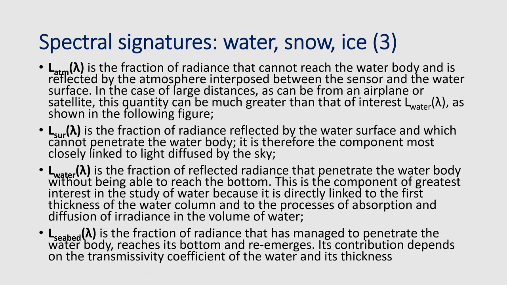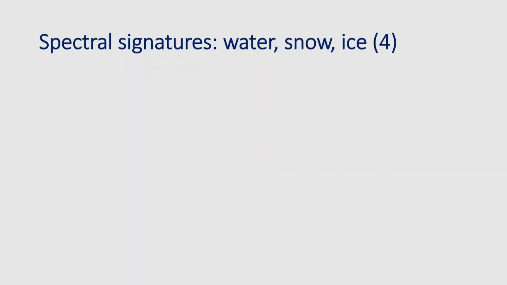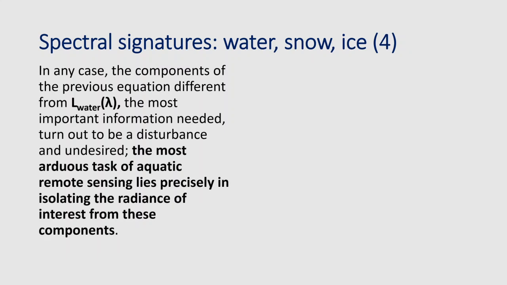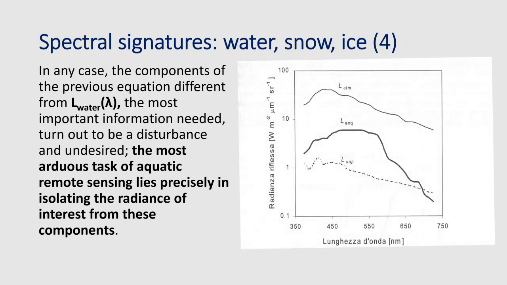Otherwise, again, the water is an opaque body. In any case, the components of the previous equation, different from the L water, the most important information needed, turn out to be a disturbance and undesired. The most arduous task of aquatic remote sensing lies precisely in isolating the radiance of interest from this component. So if you are interested in how the water is reflecting energy, of course you need to extract what is coming from what we call the L water.